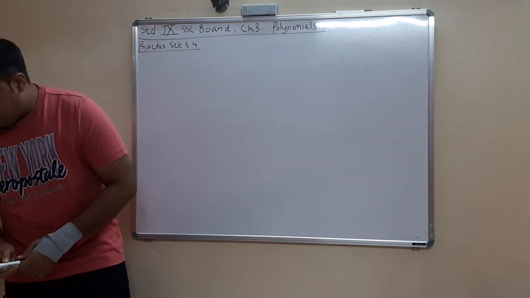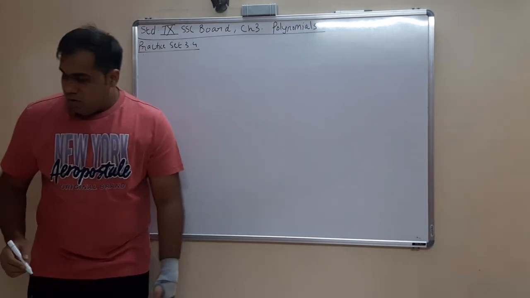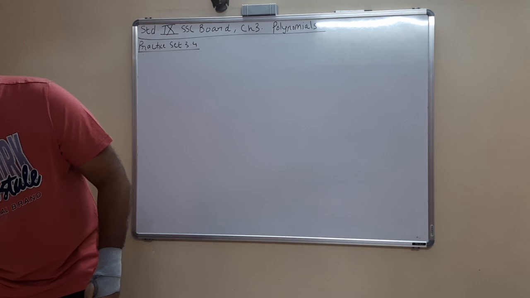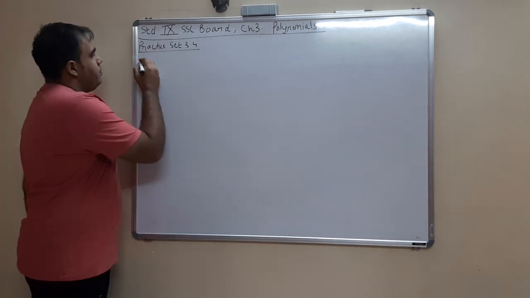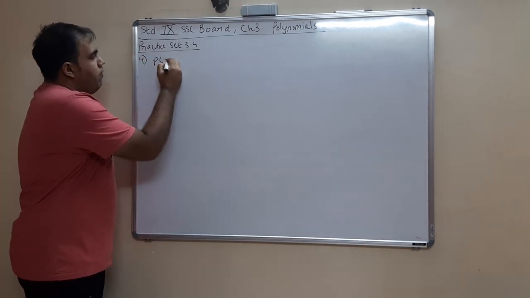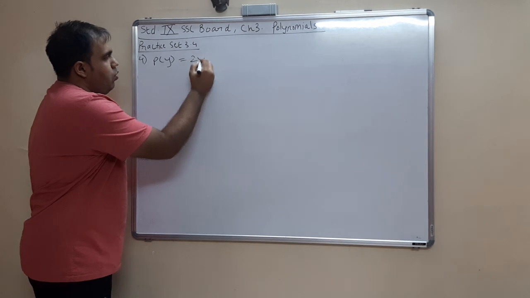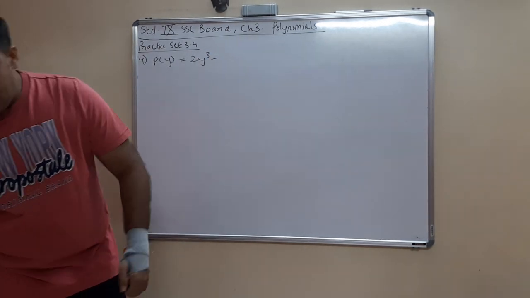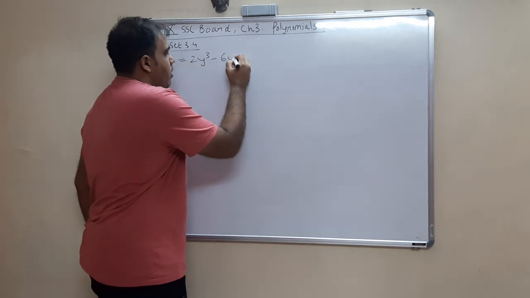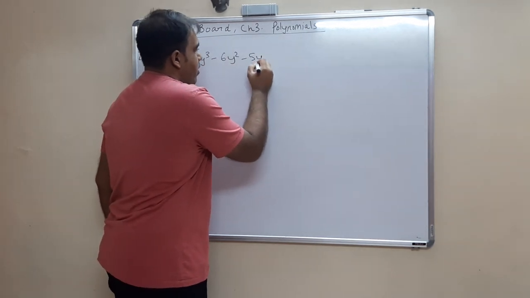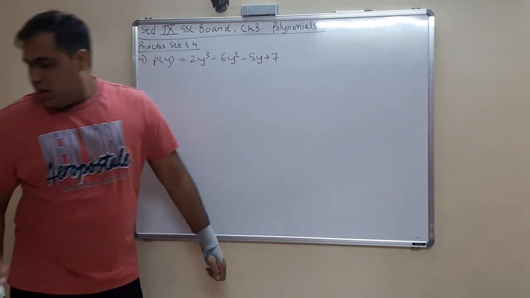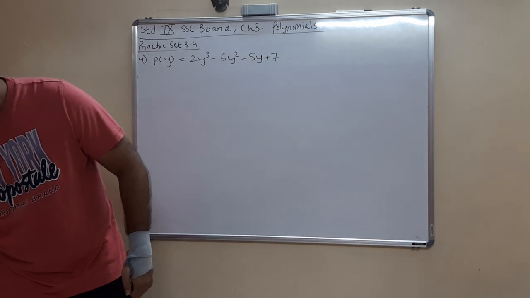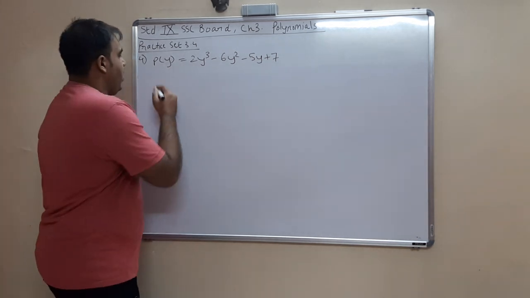Now there is question 4. P of y equals 2y cube minus 6y square minus 5y plus 7. Find P of 2. So very easy.